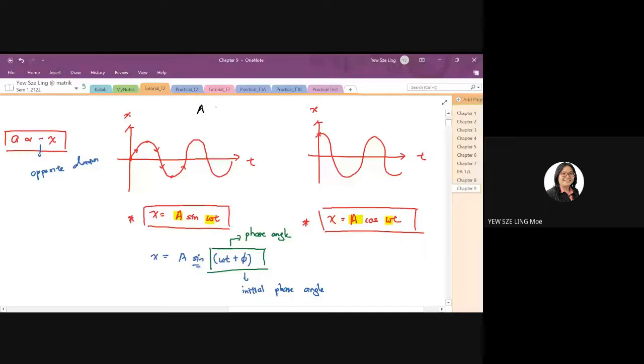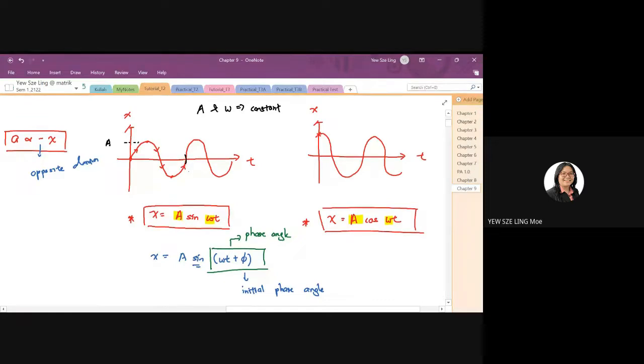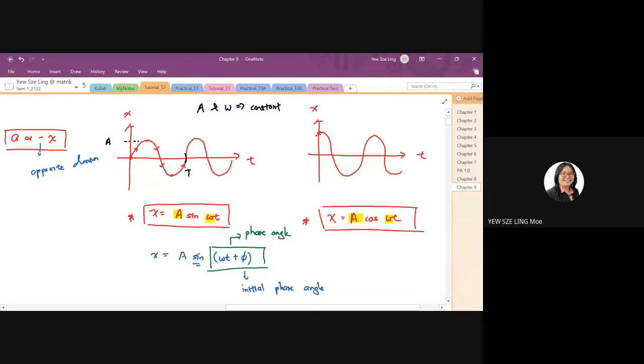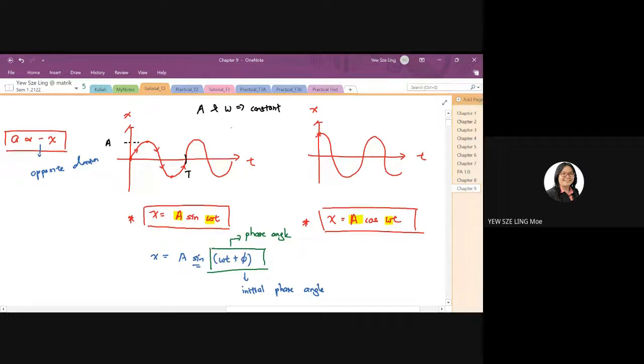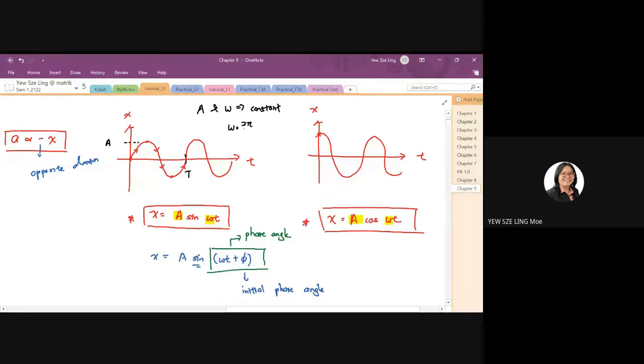Okay, so A and omega, they are constant. You can obtain them from the graph straight away, where A is the maximum displacement, and omega is the angular frequency, which can be calculated by using the period. So from the period, you obtain omega. Omega equals 2 pi over T.